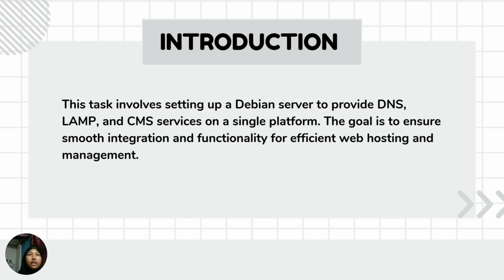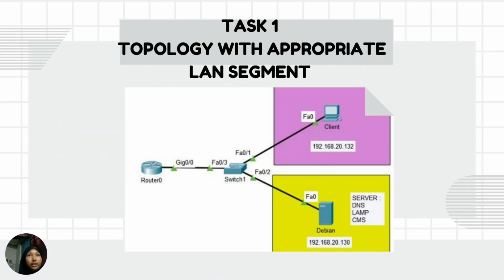For introduction, I would present to you these tasks involve setting up a Debian server to provide DNS, LAMP and CMS services on a single platform. The goal is to ensure smooth integration and functionality for efficient web hosting and management. For task 1, we have topology with appropriate LAN segment. In here, we have router 1, switch 1, and for the client is PC, and our Debian is the server.